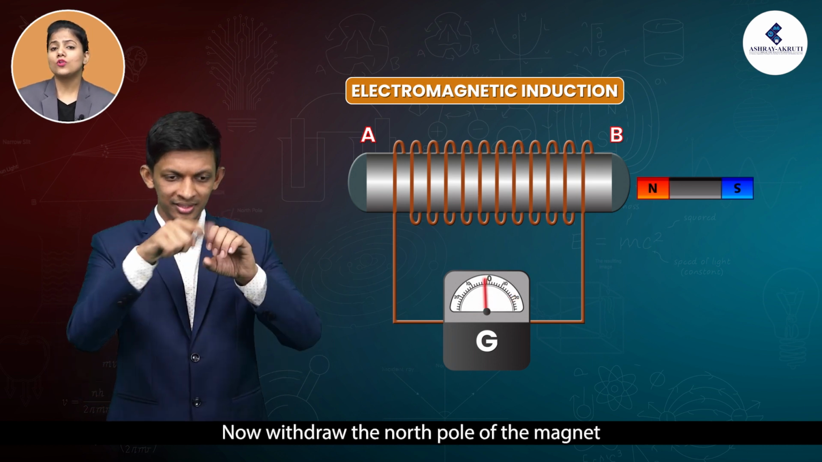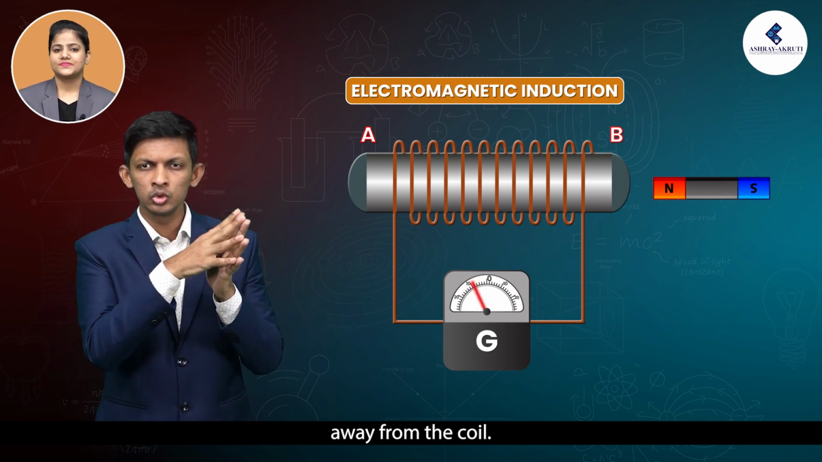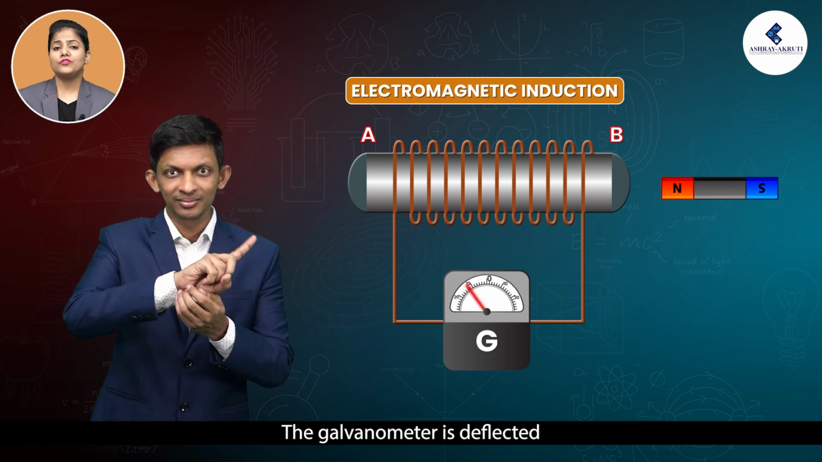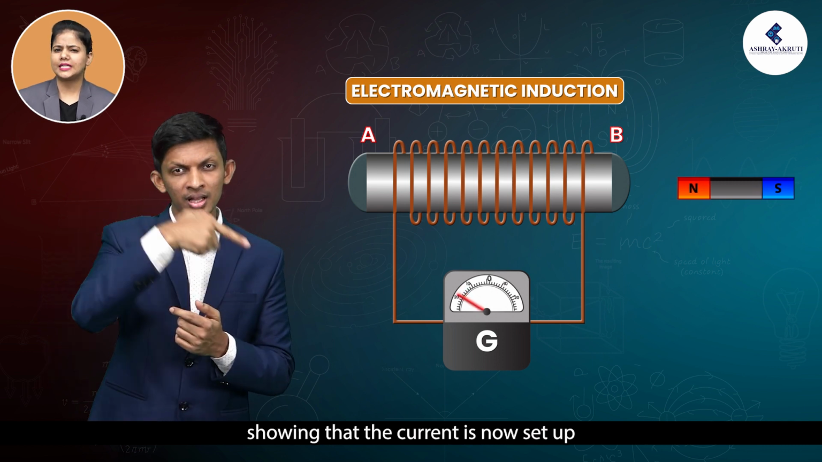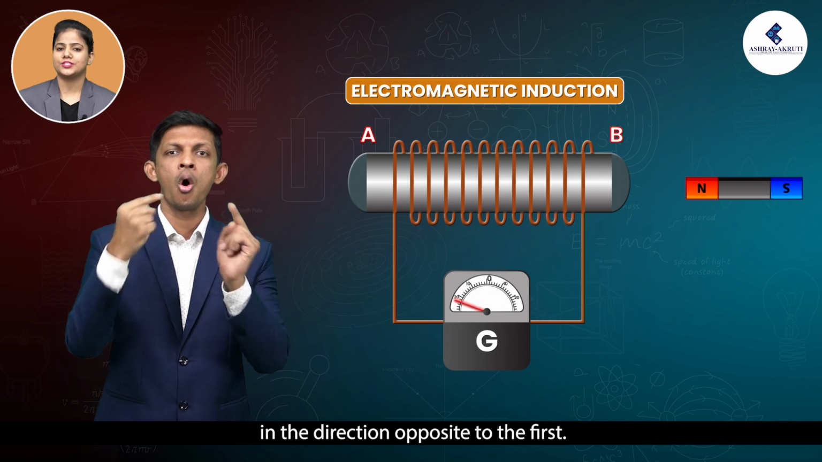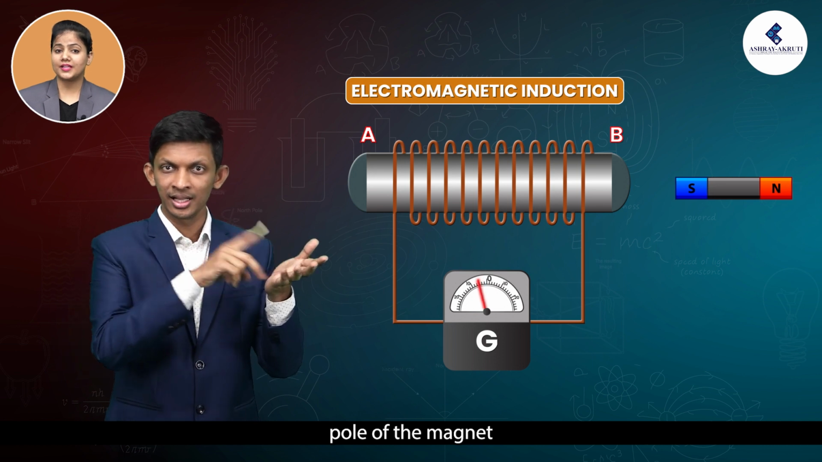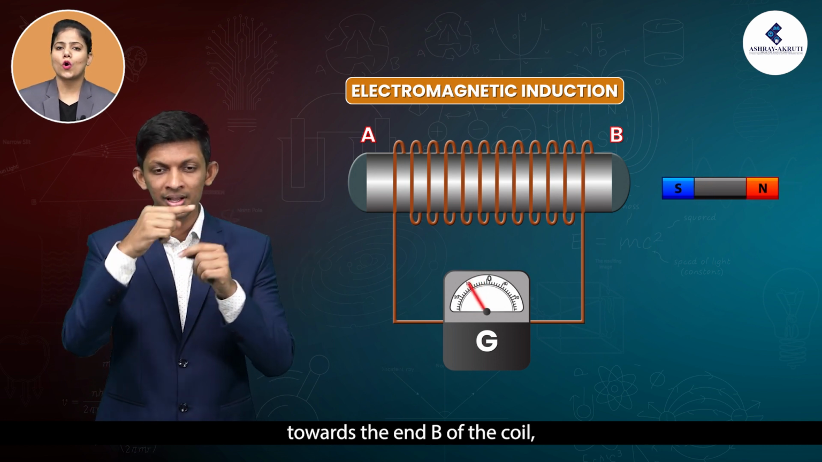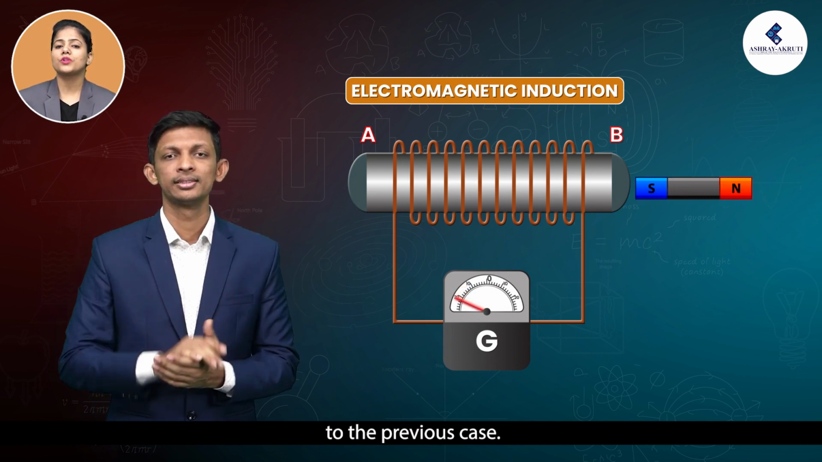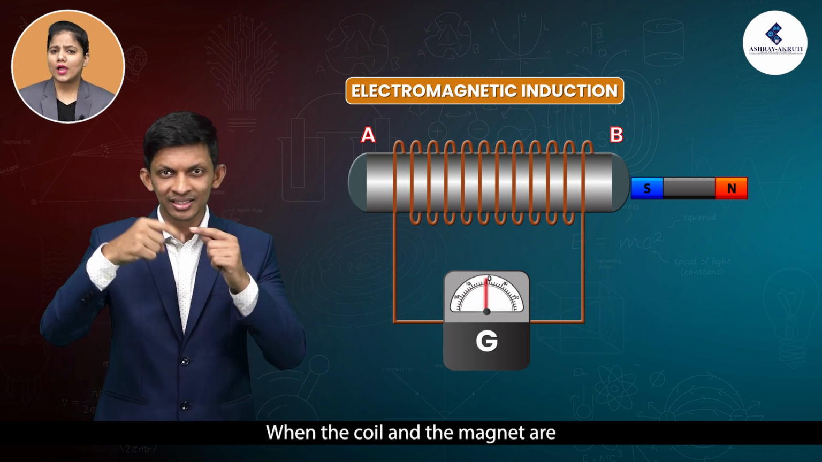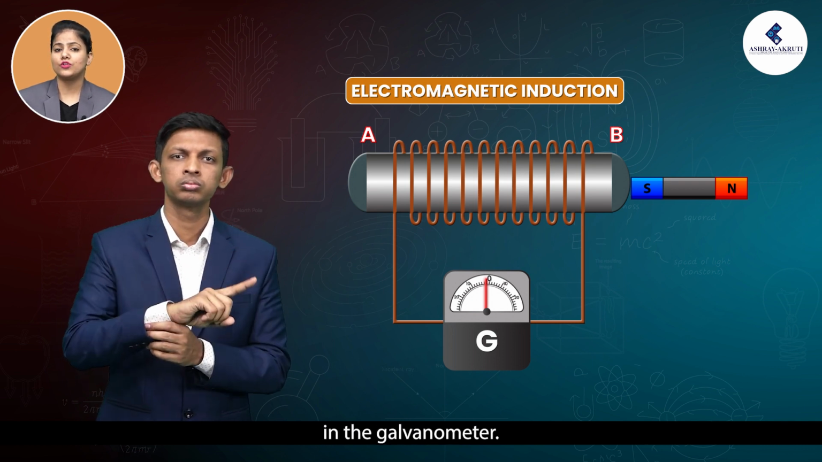Now, we draw the north pole of the magnet away from the coil. The galvanometer is deflected toward the left, showing that the current is now set up in the direction opposite to the first. If you move the south pole of the magnet towards the end B of the coil, the deflection in the galvanometer will just be opposite to the previous case. When the coil and the magnet are both stationary, there is no deflection in the galvanometer.